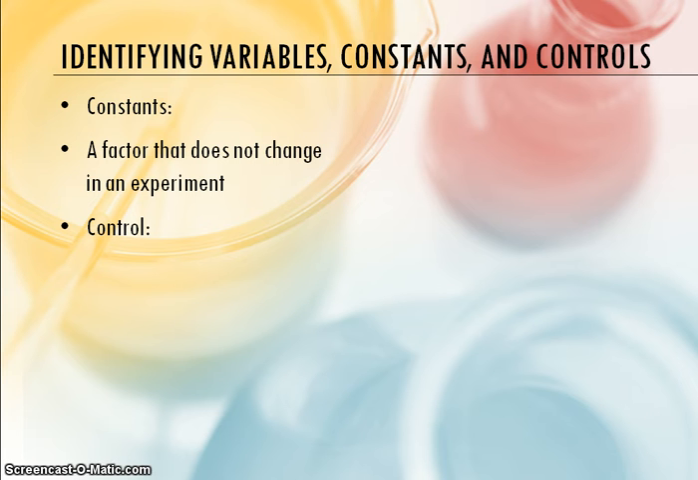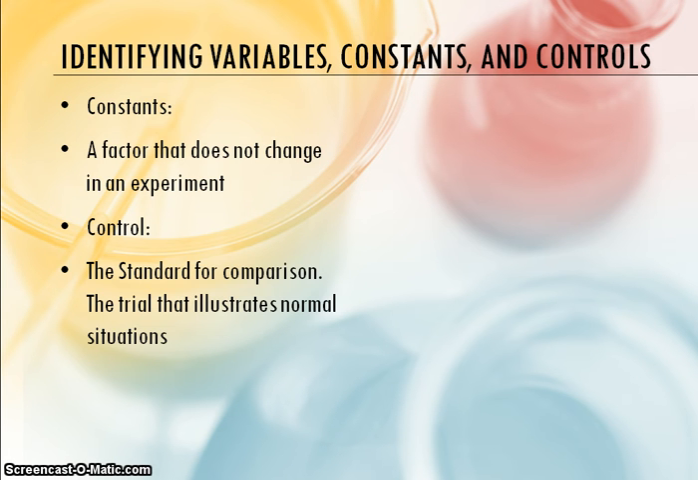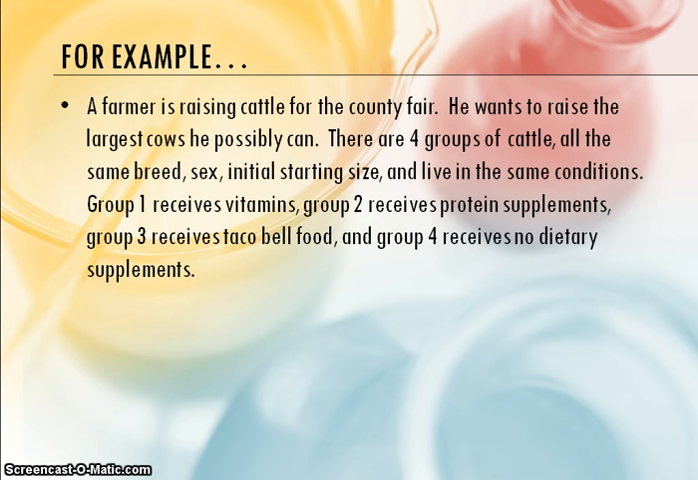The second thing that your control has to do is represent normal circumstances. We usually use our control group to make comparisons, to make a judgment on whether or not the conditions we're putting into our experiment make a change. So for that purpose, our control group is the one that we use to represent normal circumstances. Okay, that is basically it.